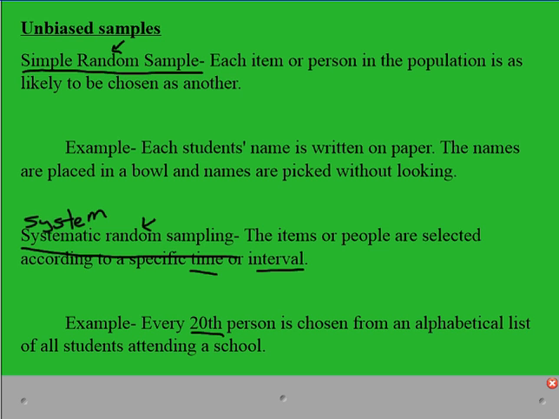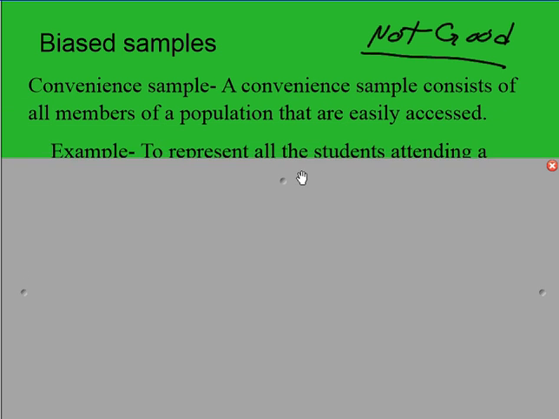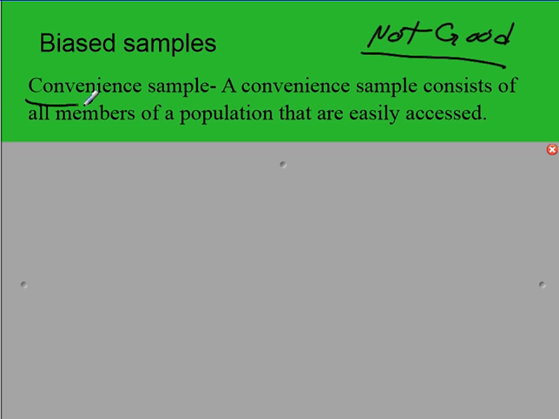Now let's talk about the kinds of samples that give us biased data. This is not good. We want to avoid bias in our sampling methods. So a biased sample would be something called a convenience sample. A convenience sample means you ask the people that are easiest to get at.